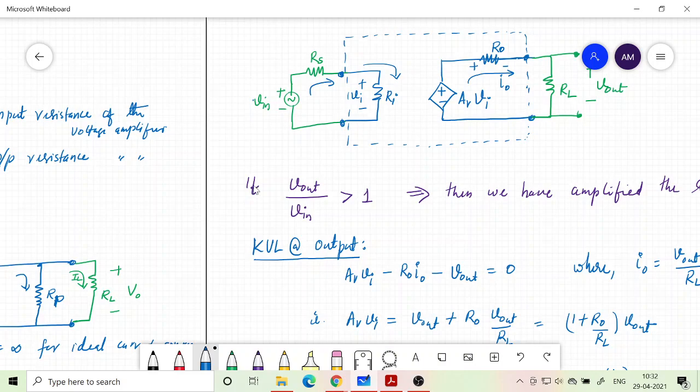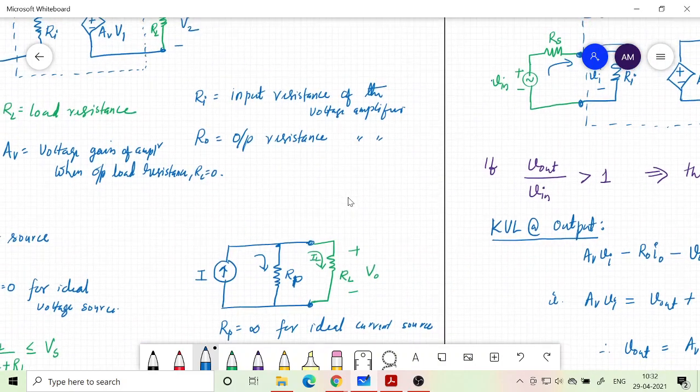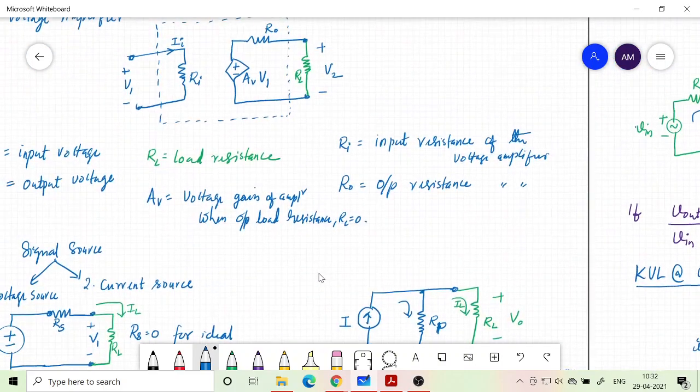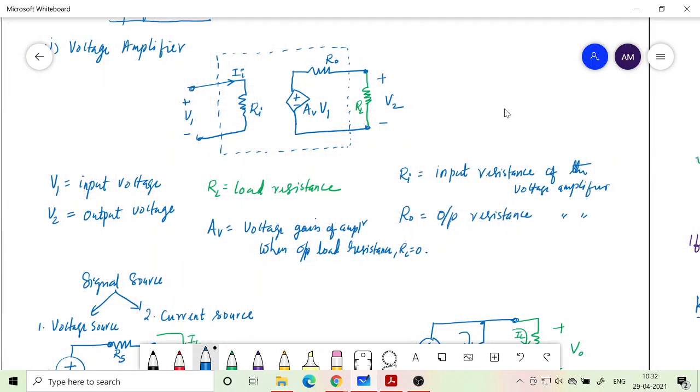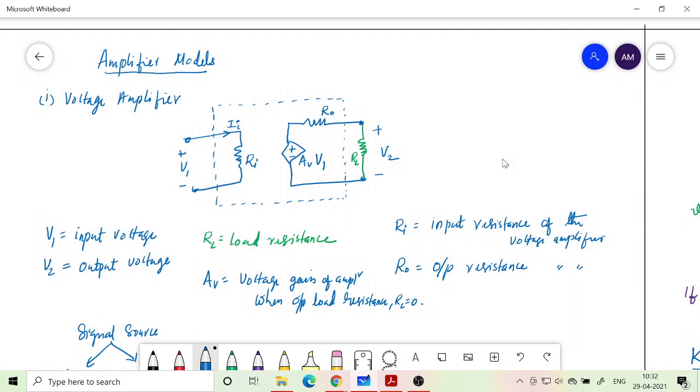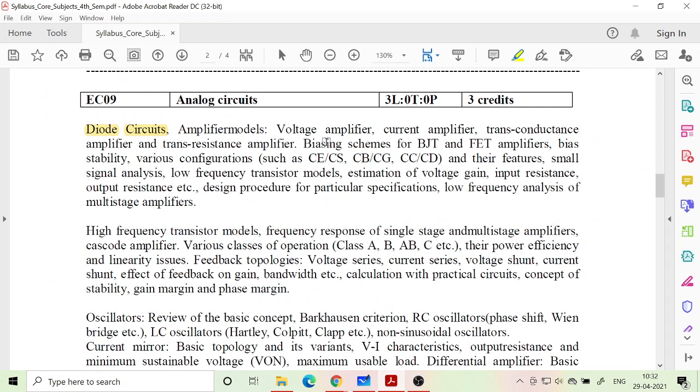We did not discuss anything about the transistor today, but we are only looking at a model for the voltage amplifier. In the next class we will look at other models. If you look at the syllabus, there are various model amplifiers. One is the voltage amplifier that we just covered, and the others are the current amplifier, transconductance amplifier, and transresistance amplifier. So we will come to it in the next class.